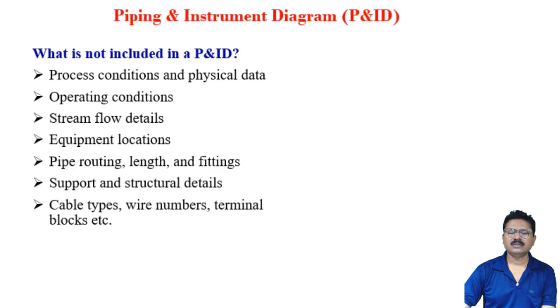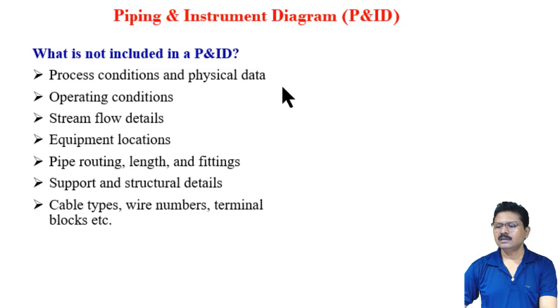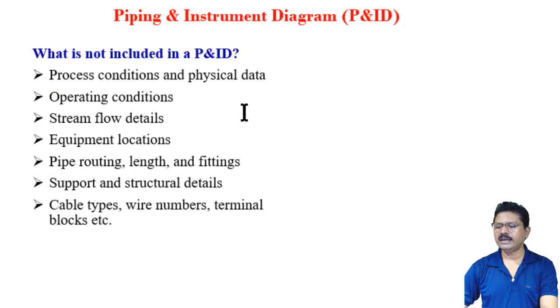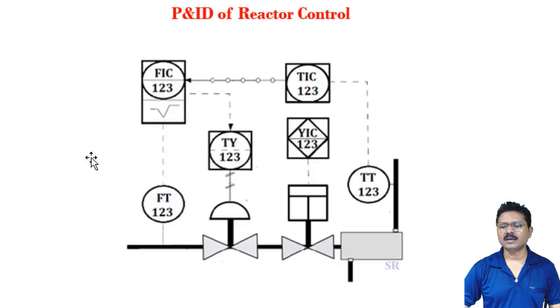Now, what are the different features not included in the P&ID? A P&ID never tells anything about process condition and physical data. Process condition and physical data means it never indicates the value of temperature, flow or pressure. It never indicates the operating condition, under which condition the operation is going on. It never indicates stream flow details. Say this is the steam in, but the flow rate and temperature of this steam are not indicated in the P&I diagram.